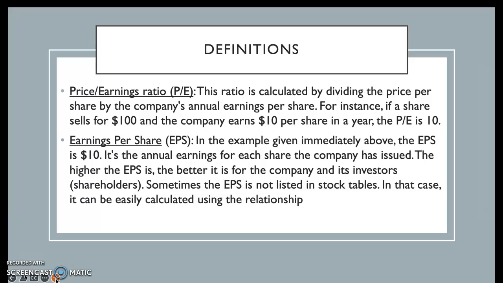Now, earnings per share, which is the denominator of that first ratio, in the example given immediately above, the earnings per share is $10. It's the annual earnings for each share the company has issued. The higher the earning per share, the better it is for the company and the investors, also known as shareholders. Sometimes the earning per share is not listed in stock tables. In that case, it can easily be calculated using the relationship above.